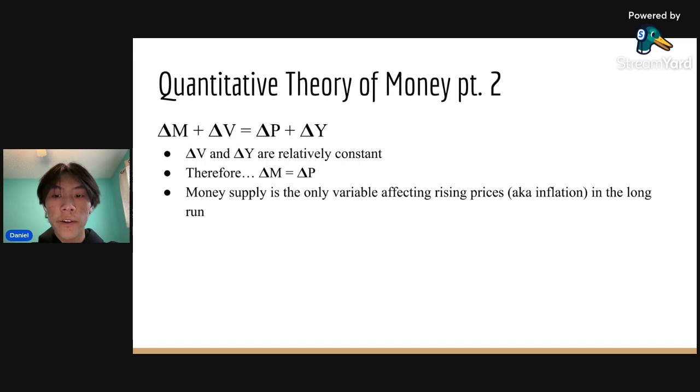The quantity theory of money states that growth rate of velocity and growth rate of real GDP are relatively constant or stable in the long run, making the equation growth rate of money supply equals growth rate of prices. This essentially means that the supply of money is the only variable that affects prices or inflation in the long run.